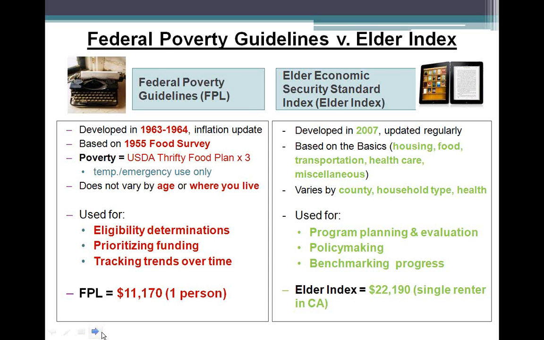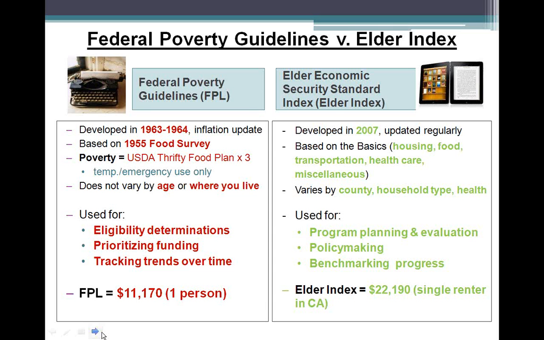And so for the contiguous United States, the 48 states on the mainland, the federal poverty guidelines are exactly the same. So whether you live in San Francisco versus Little Rock, Arkansas, the federal poverty guidelines are exactly the same. And in terms of the fact that it doesn't vary by age, there are very, very slight distinctions between older adults and younger adults and children, but it doesn't get into the details of what somebody needs at various stages of their life. And so it's a very minor distinction, but generally does not vary by age.